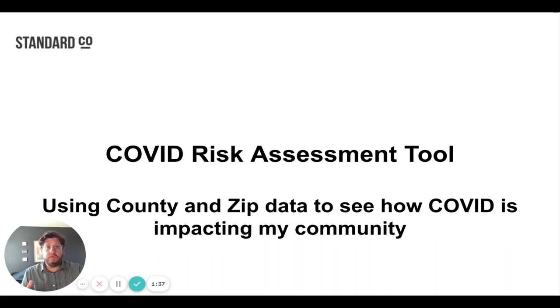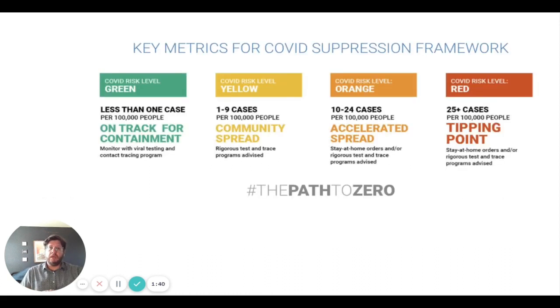So what we're going to use to actually build the risk assessment tool is a framework created by the Chan School of Public Health at Harvard, which basically says that there are 4 risk levels. Green is 0 to 1 cases per 100,000 over the previous 7 days. Yellow is 1 to 9, orange is 10 to 24, and red is 25 or more. Now, using this framework, we're going to create a tool that shows you in your zip code where you are in this matrix. Are you in green, yellow, orange, or red?